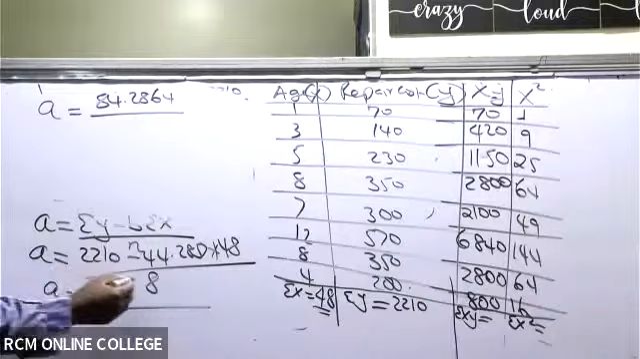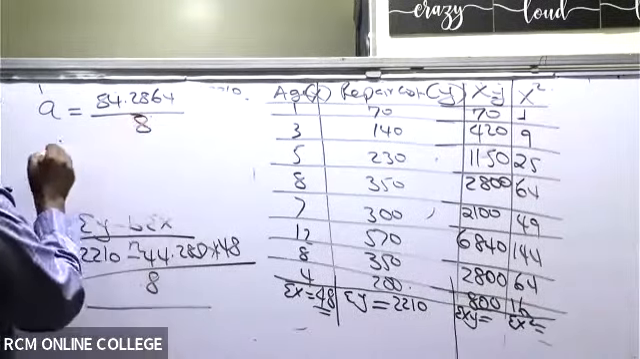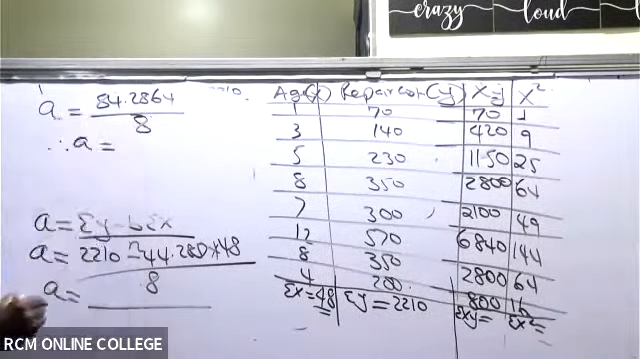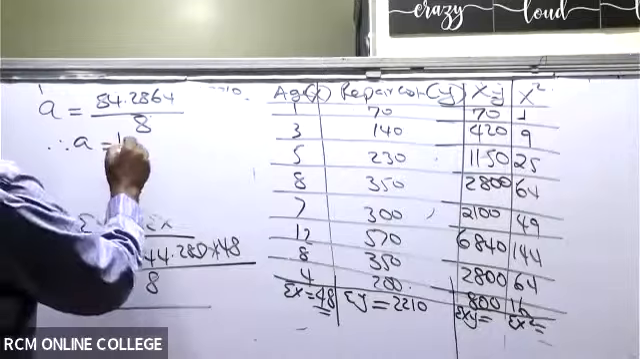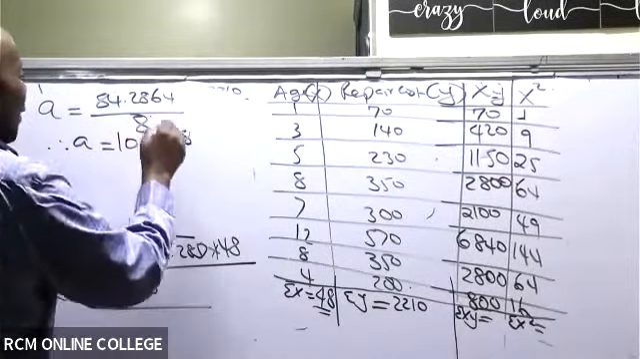Divided by N now, which gives A. Can you kindly give me the value of A? Is there somebody who can now give me the value of A? Yeah, 10.5358, like that.